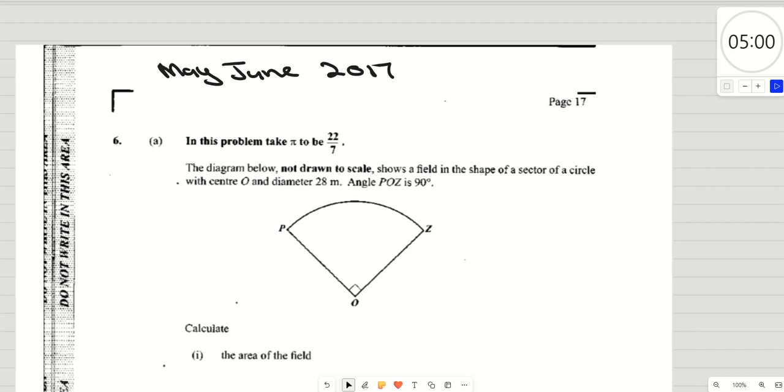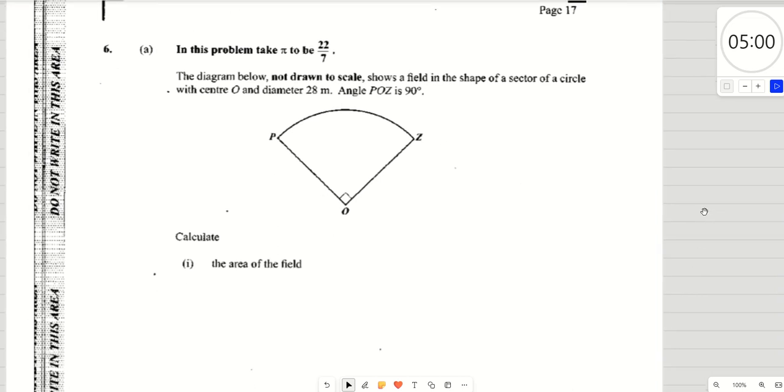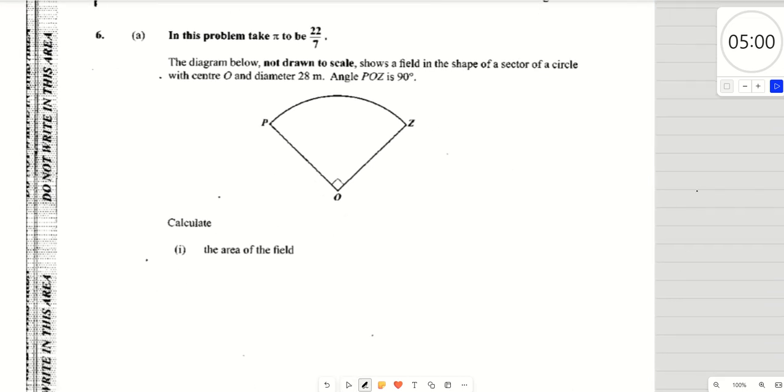Today we're going to be doing May-June 2017 number 6, which is the measurements type questions. In this problem, take pi to be 22/7. The diagram below, not drawn to scale, shows the field in the shape of a sector of a circle with the diameter 28 and the angle 90. Calculate the area of the field.